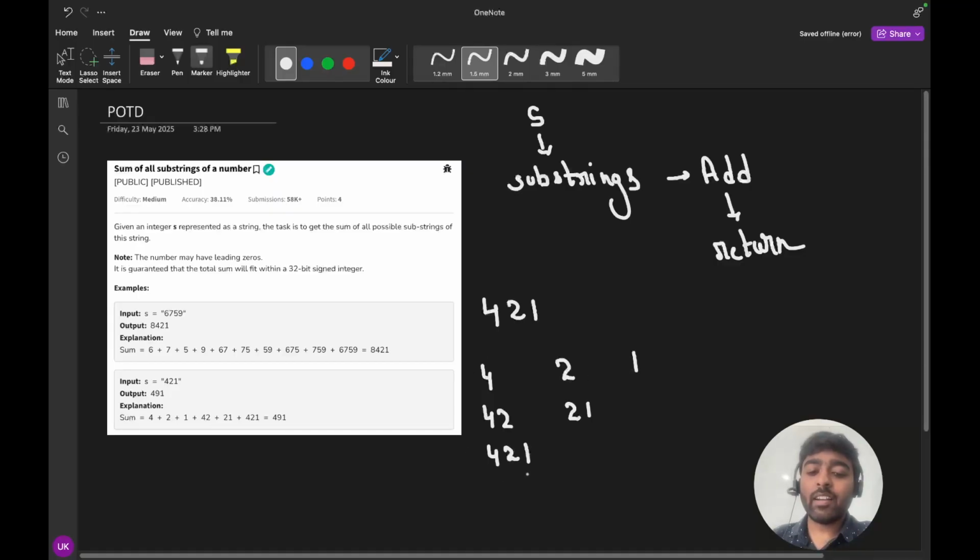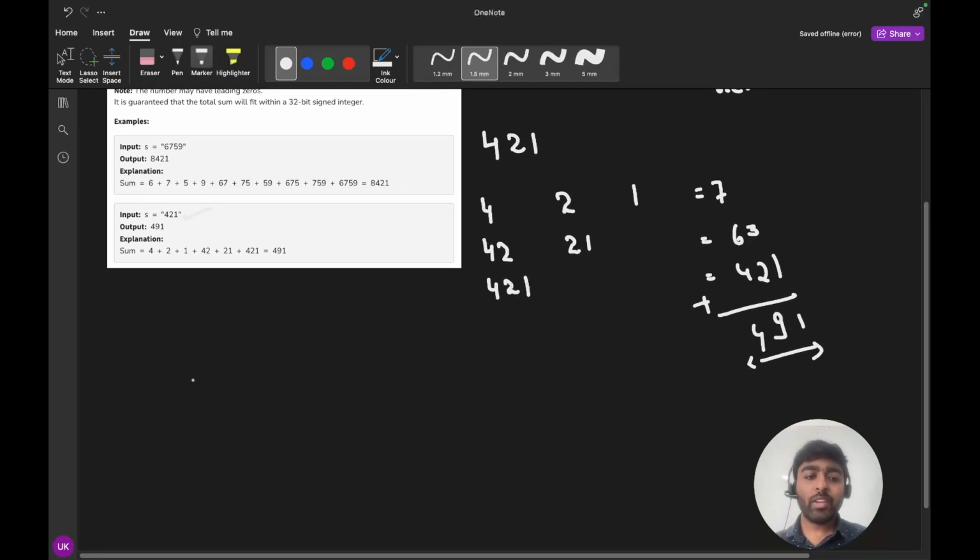Now if I add them all, what will it be? 4, 2, 6, 1, 7 here. In this line we have 2, 1, 3, 4, 2, 6. And here we have 421. If I add them all, 10, 1, 11, 1 here, 6, 2, 8, 1, 9, and 4. So 491. This is the answer which we have to return. So the brute force approach is simple.